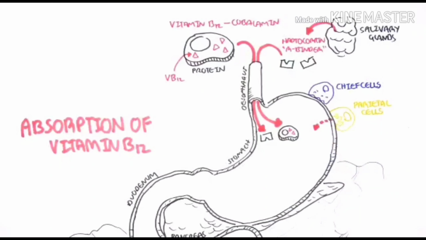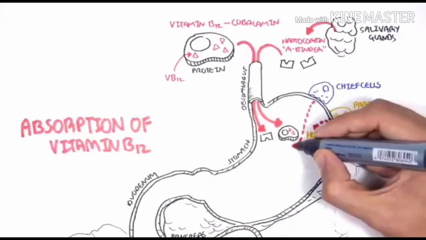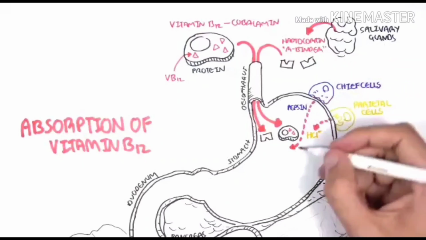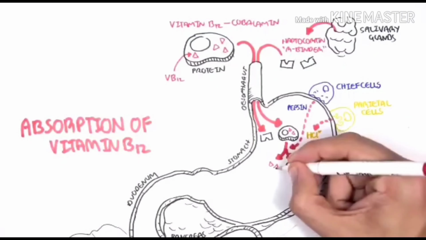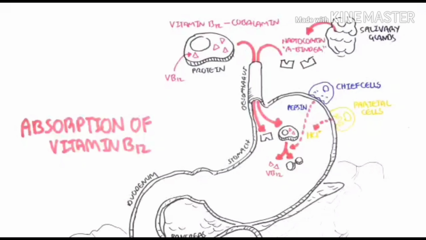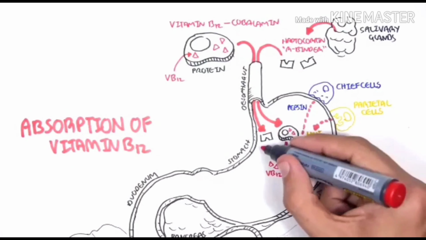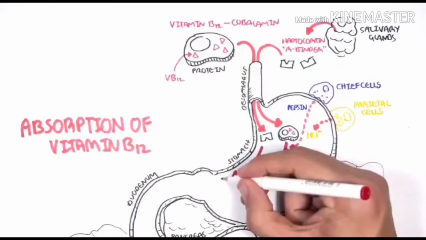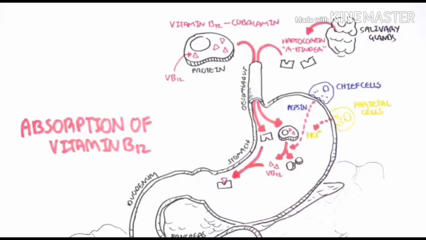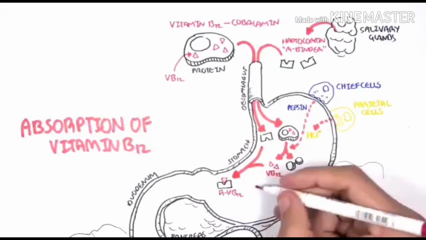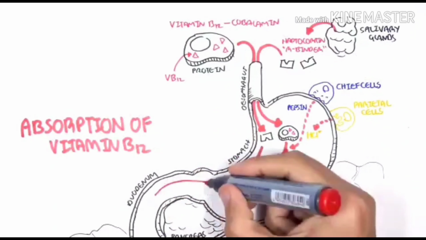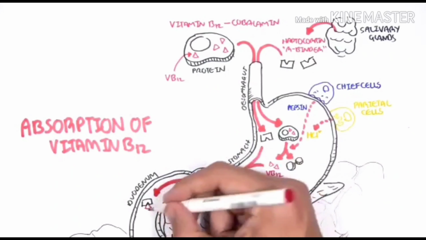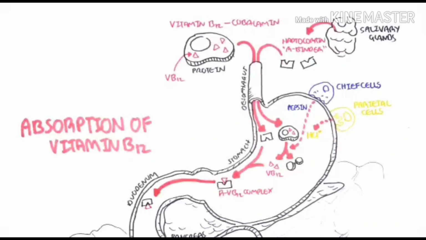The pepsinogen from the chief cells interacts with the hydrochloric acid and forms pepsin. The pepsin breaks the red meat into two components, vitamin B12 and the protein. The liberated vitamin B12 has high affinity to combine with the R protein and forms the R vitamin B12 complex. The R vitamin B12 complex travels along the duodenum into the small intestine.